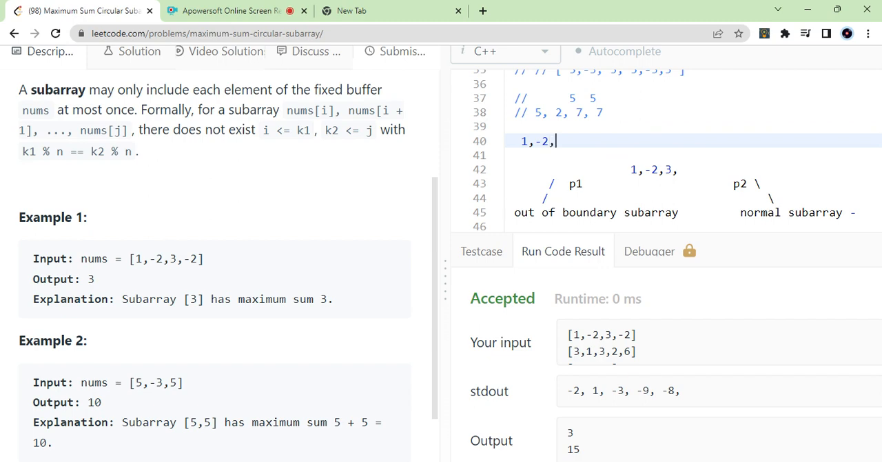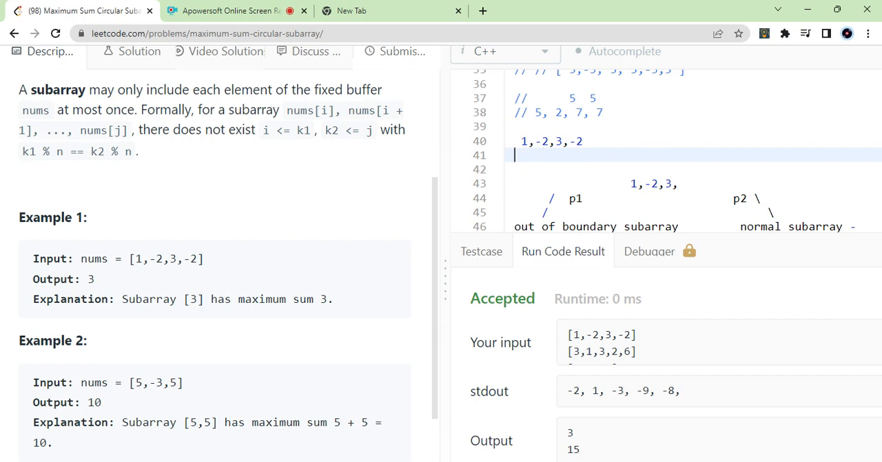Like 1, -2, 3 and -2. So you can take a subarray sum like this. A subarray sum is just a continuous subarray, right? So you can take any length from this side and any length from this side. But i and j should not collide or something like that. For this subarray you can take these elements, and if you take only this one and this -2, this is also a good subarray, right? An out of boundary subarray.